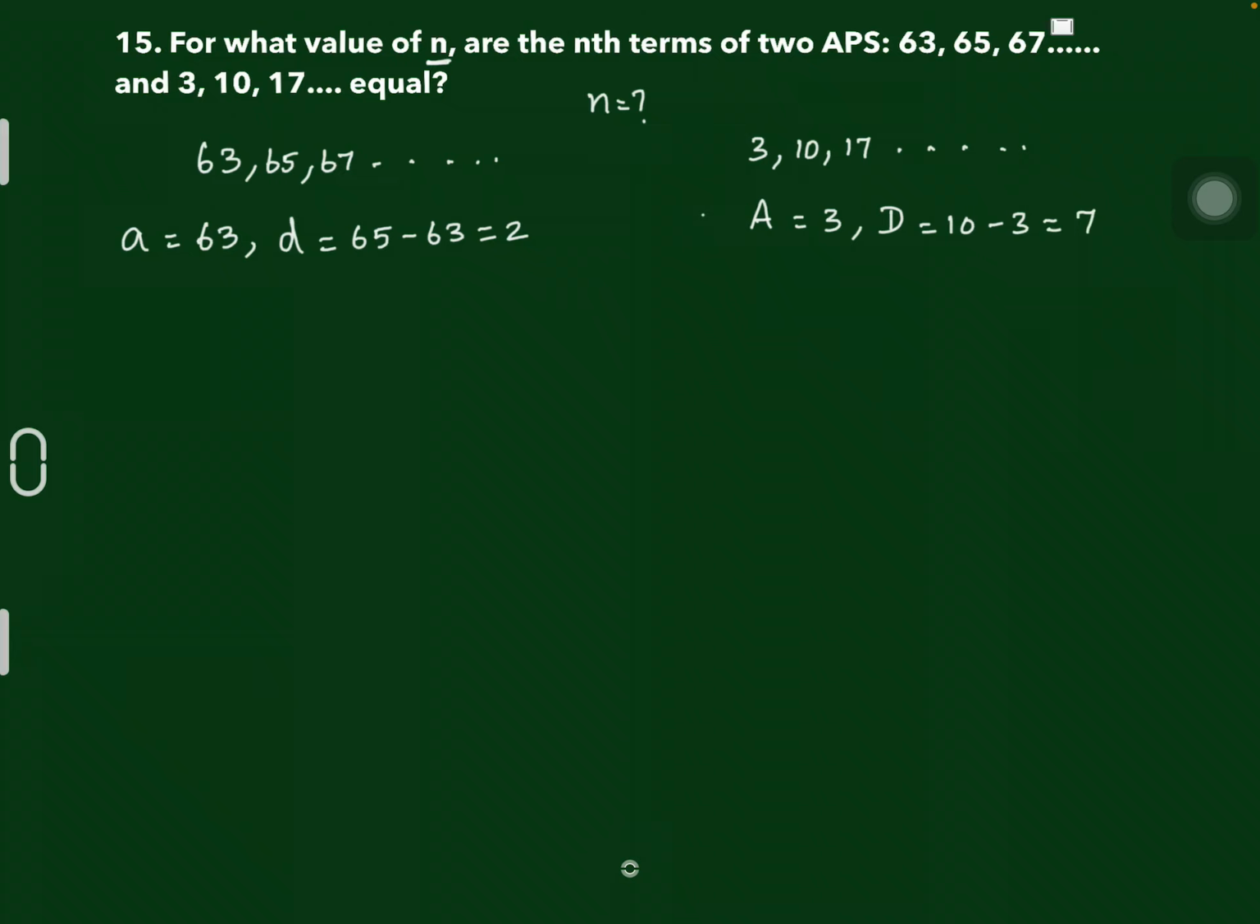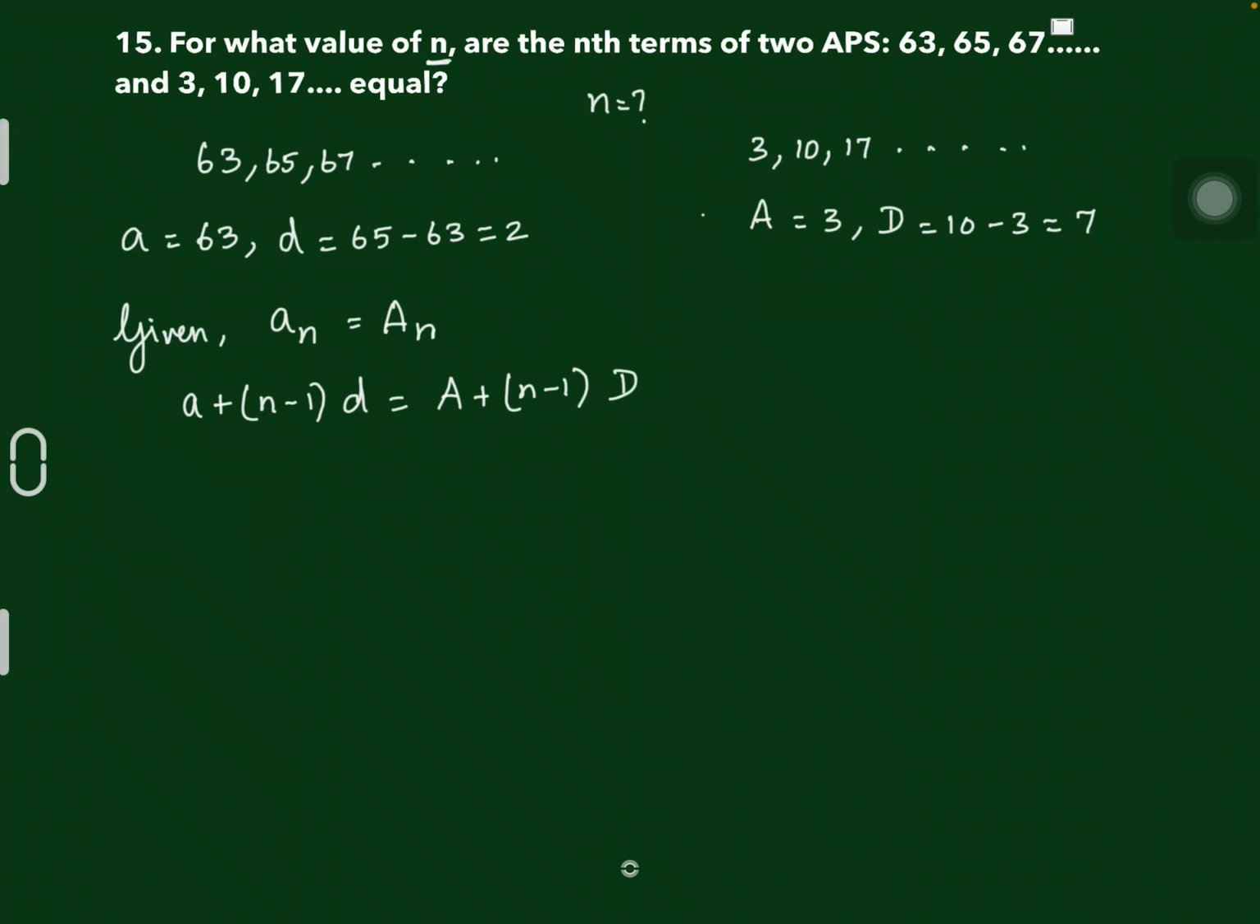Okay. But what did they say? For what value of n are the nth terms of both the APs equal? Which means, as per the question, an is equal to capital An, that is the nth term of this AP and the nth term of the second AP are equal. So, how do you write this an? A plus n minus 1 into d. How do you write this one? Capital A plus n minus 1 into capital D. Okay. I hope you understand this.